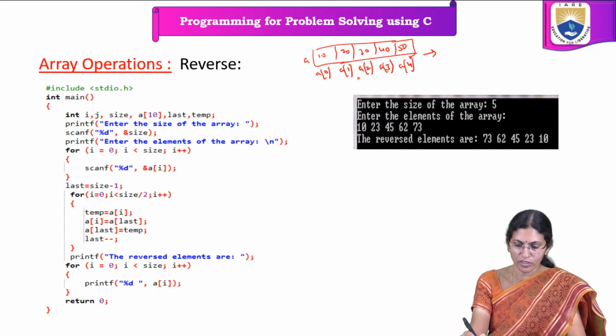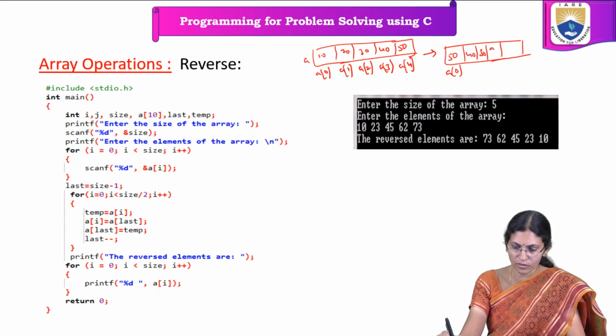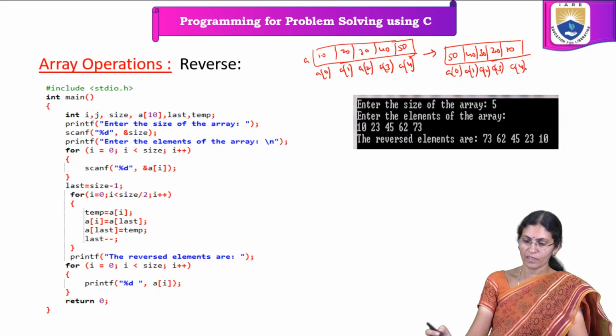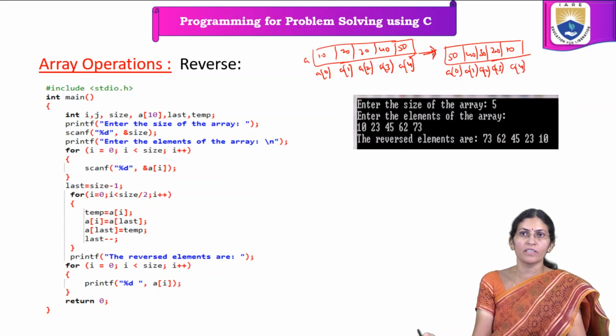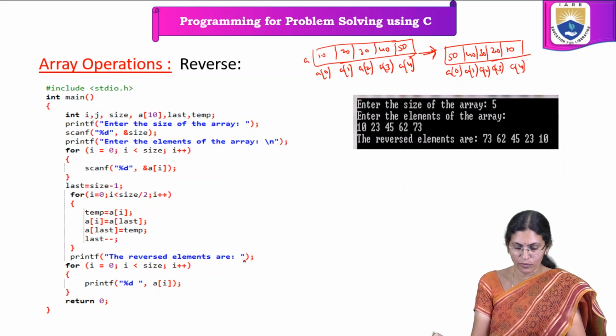So the reverse operation, we need to carry out in the same array. So first, now A of 4 will be A of 0. Now A of 0 is 50, then 40, 30, 20 and then 10. So this is A of 1, A of 2, A of 3 and the last one is A of 4. We need to do this reverse operation in the same array. Now let us see the program.